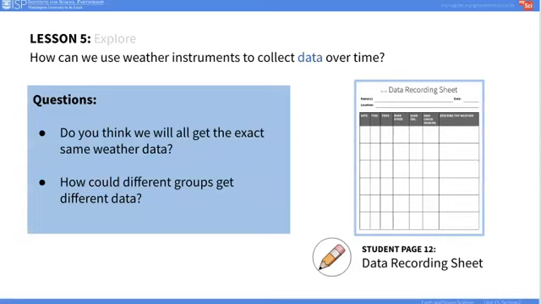Students should consider if all of the student groups will get the same results from their data collection. For example, will weather data be the same in a sunny area and a shady area?